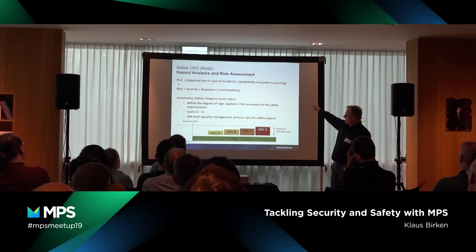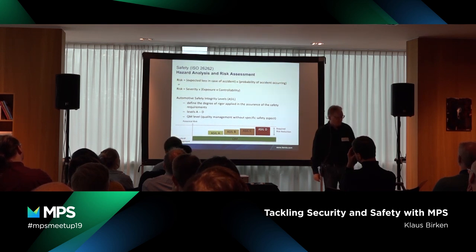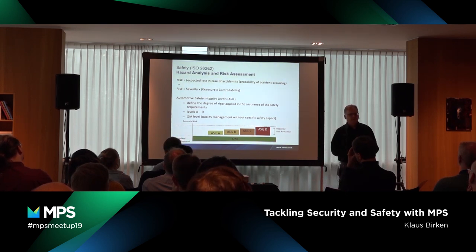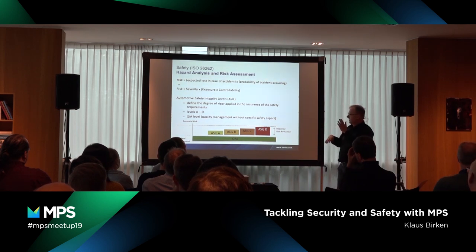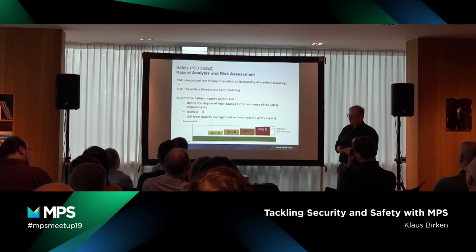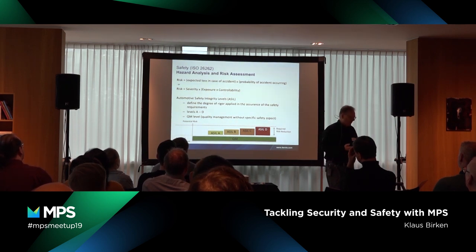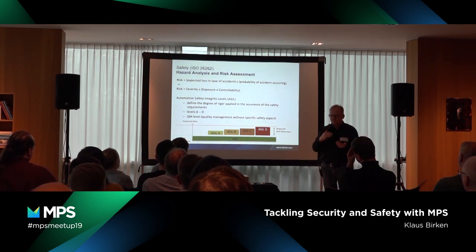If you look at this formula, it's just the expected loss times the probability of an accident occurring. So if one of them is very low, then the risk is also quite low. This is exactly this, what you call it, hyperbola, so this red line. And now in the automotive space for safety, they've defined these automotive safety integrity levels, and they just define what measures have to be applied to move the risk into the acceptable zone.